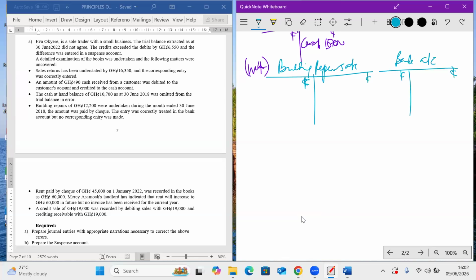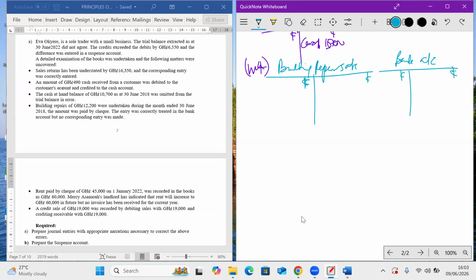Okay, so what is it? Record the entries per the transaction, yes? The entry was correctly treated in the bank account. So how do we treat that in the bank account? How should we be recording the bank account?